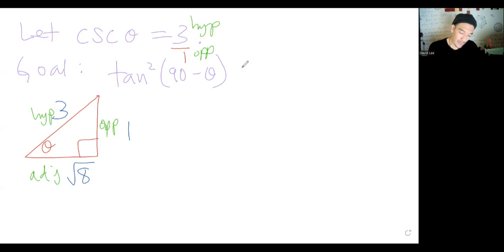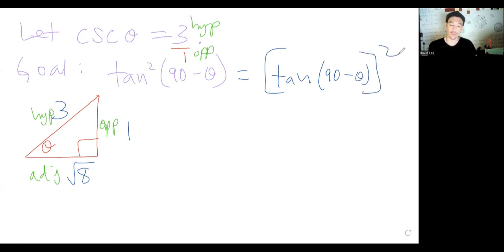The goal can be rewritten like this. You could look at this as tangent of 90 minus theta in brackets, and then the power of 2. See the exponent there? I like to put it on the outside. It just looks easier to look at. Now, pencils down. In case you're writing this, go pencils down, just watch. Let me just teach you a little math for a second here.